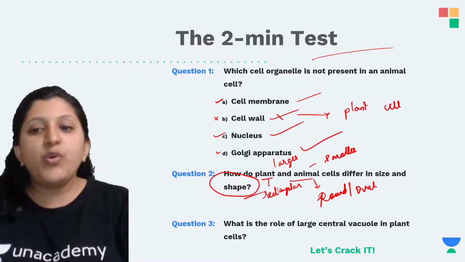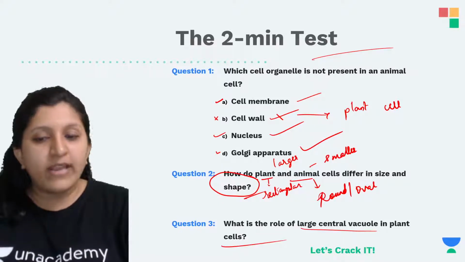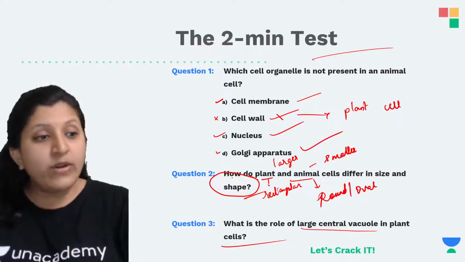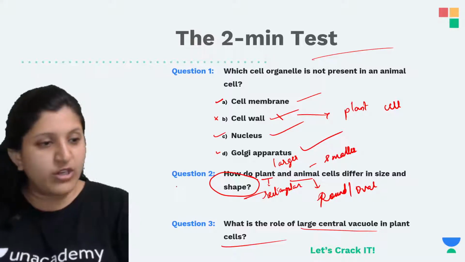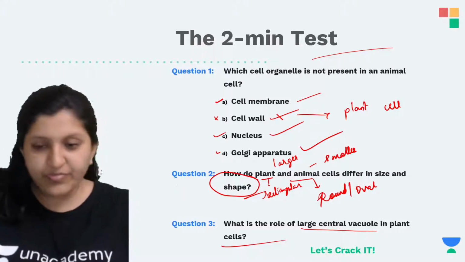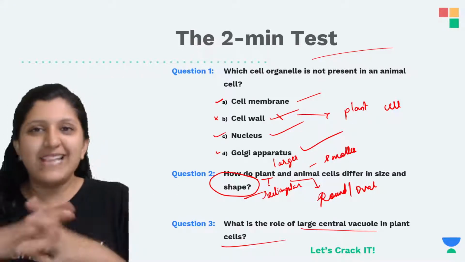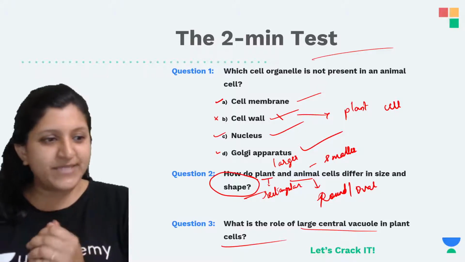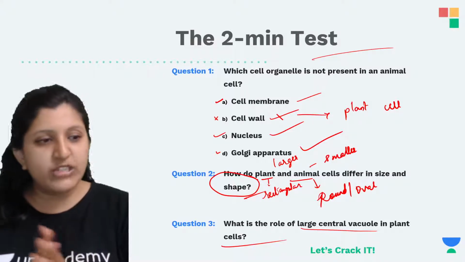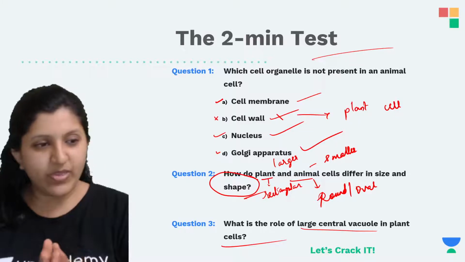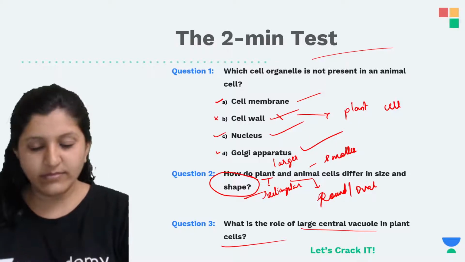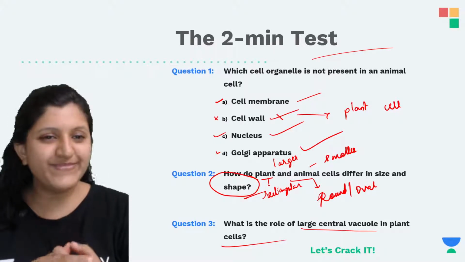So what is the role of large central vacuole in case of plant cell? What does the large central vacuole do? Yes, anybody? In case of plant cell, there is a vacuole, right? So what does this vacuole do? No idea?